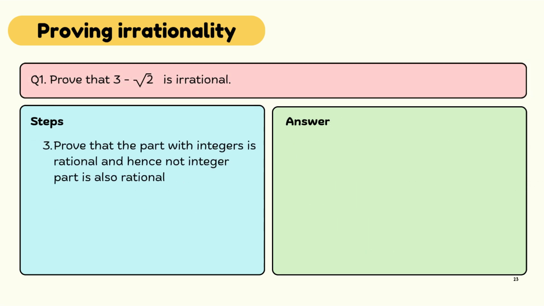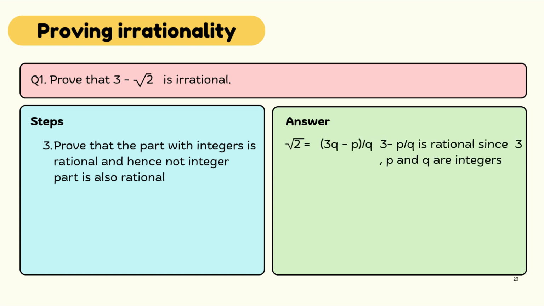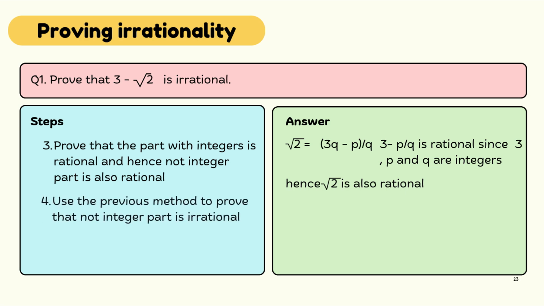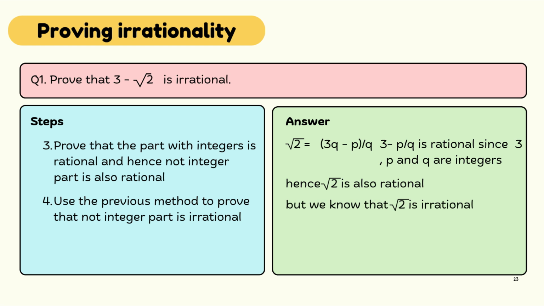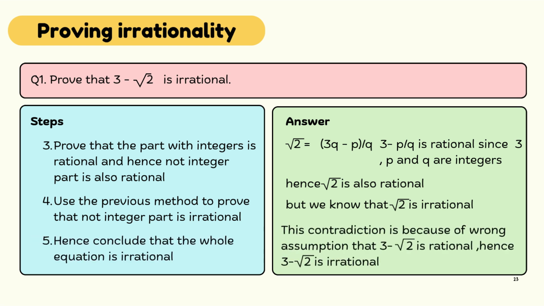Then we prove that the part which has integers is rational, hence the irrational part is also rational. Similarly, we can say since 3, p and q are integers, 3 minus p by q is rational. Since this is equal to root 2, root 2 is also rational. Here you can use the previous method to show that root 2 is irrational, or if it's a smaller mark question, you can directly say that we know root 2 is irrational, and because there is a contradiction, it is wrong because of the assumption that 3 minus root 2 was considered rational. So hence it is irrational.